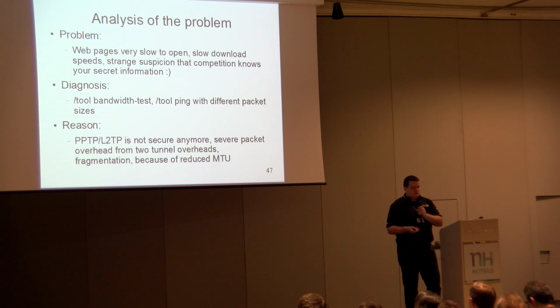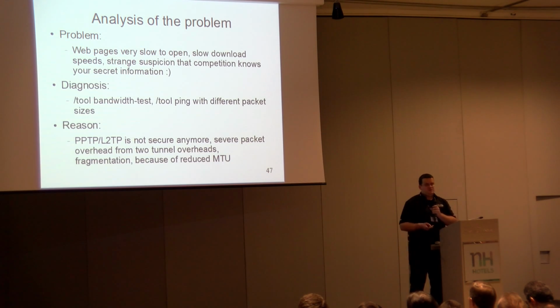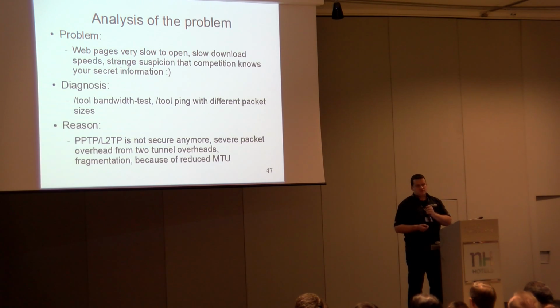And the reason is very simple. PPTP and L2TP are not considered safe anymore. So if somebody really wants to, they can get into it. And of course, double tunneling adds a lot of tunnel overhead. So there's fragmentation, and most probably web pages don't open because you didn't reduce the MSS size to the necessary value, so you have issues with MTU.